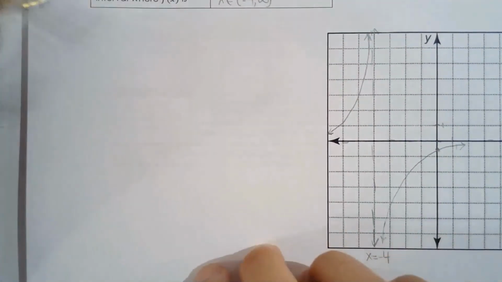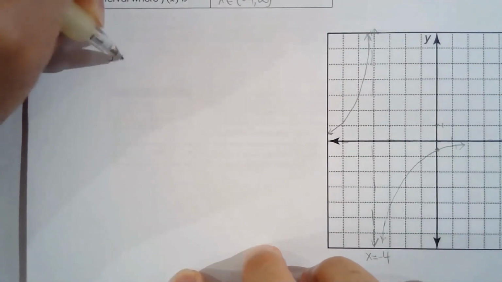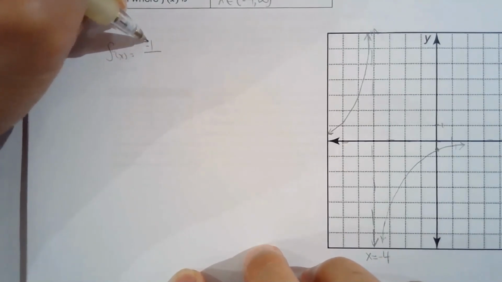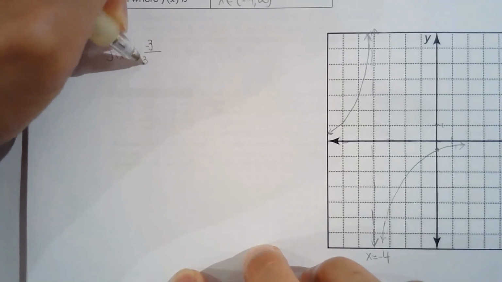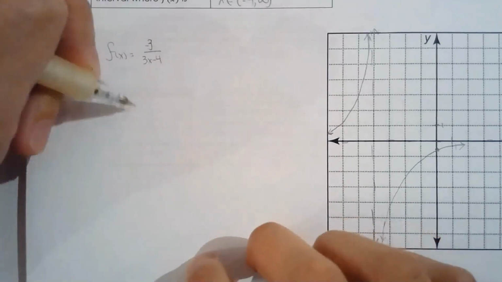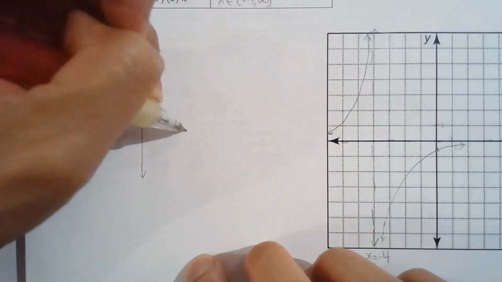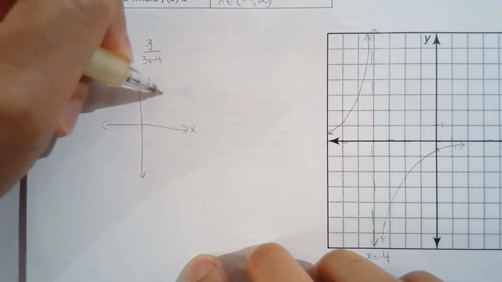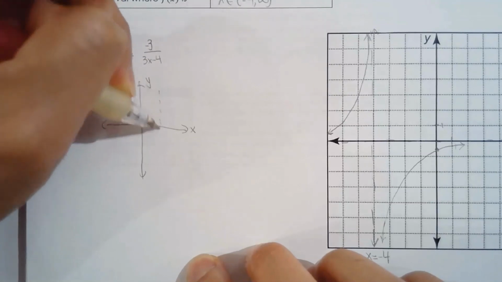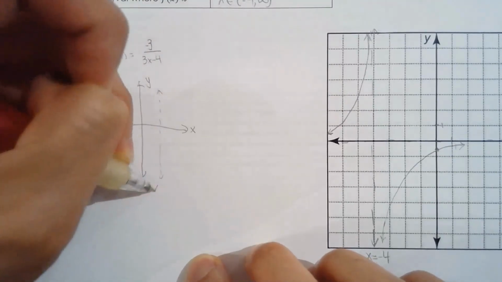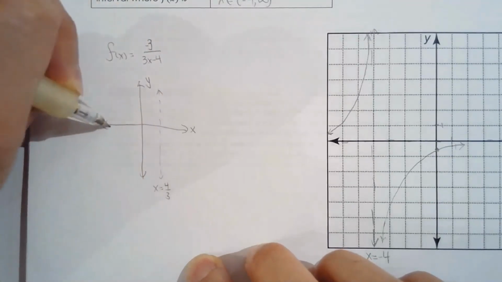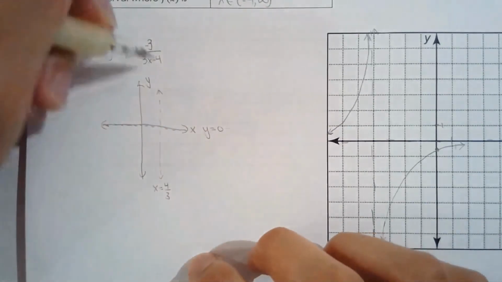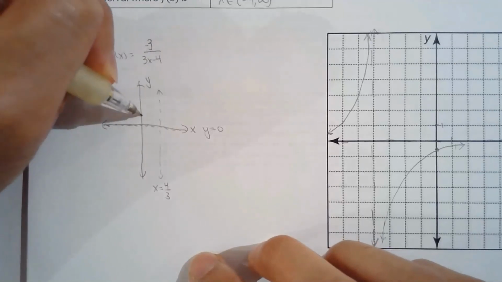So let's see. Let's do something interesting. Let's do negative 3x minus 4. So the vertical asymptote is 4/3, x equals 4/3. This is not drawn to scale, so please excuse the scale. The horizontal asymptote is y equals 0. The y-intercept is 3/4.